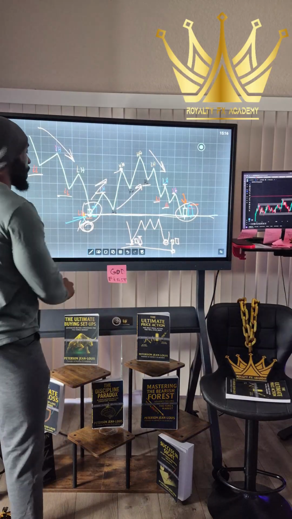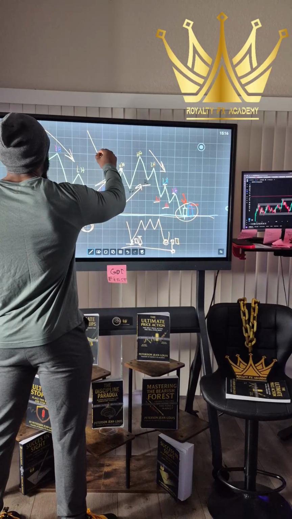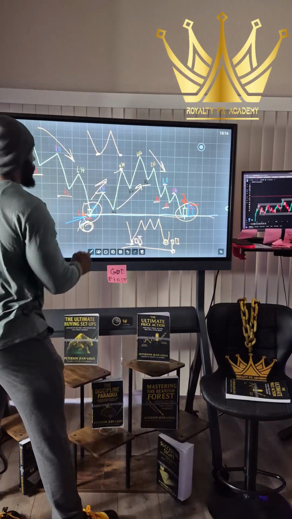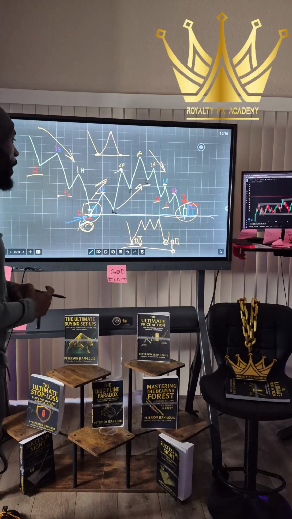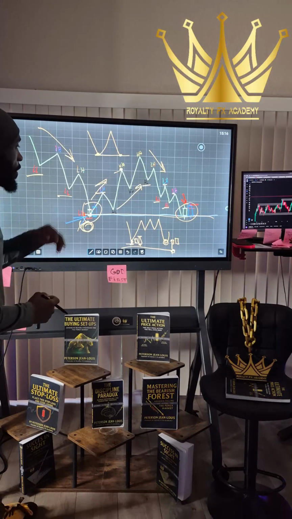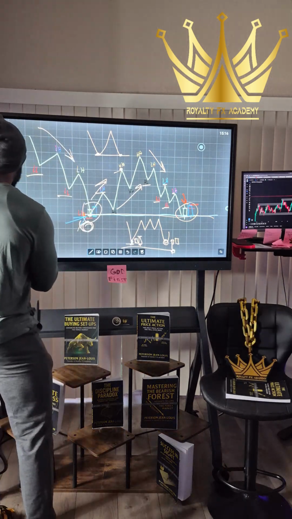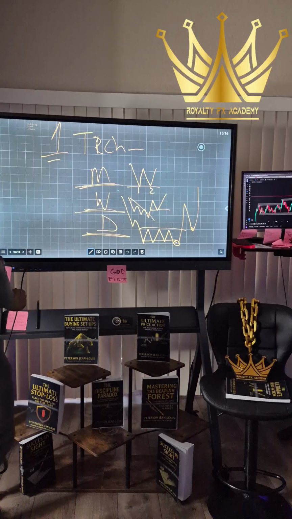So this is the first textbook double bottom where both bottoms are at an equal low at the exact zone, okay? Straight to the point, very plain and simple. So now let's go ahead and look at the second setup. All right. Second setup.